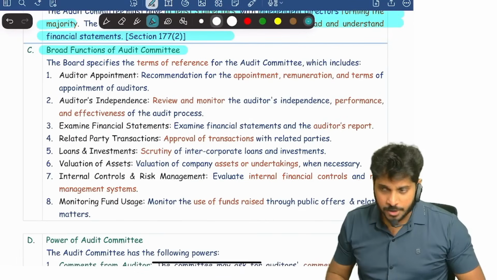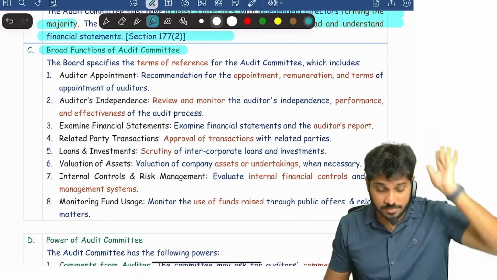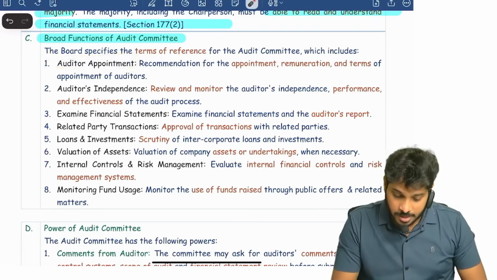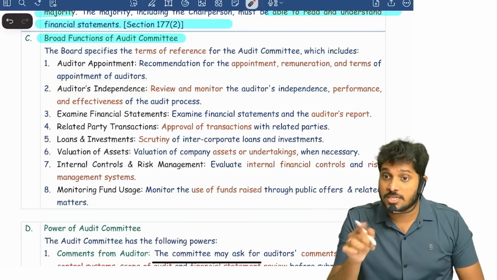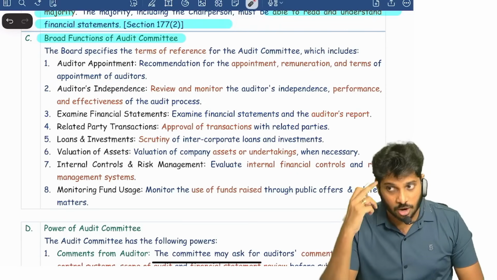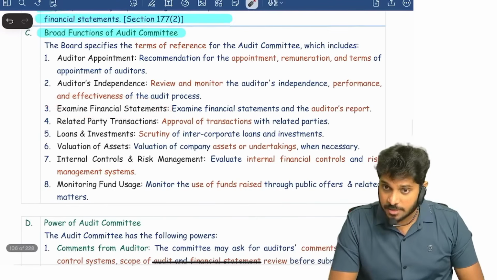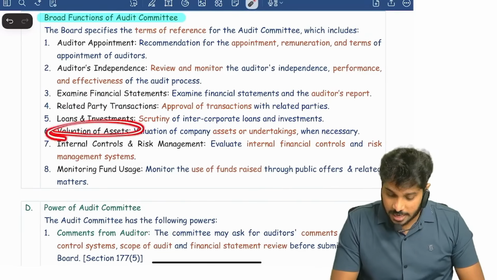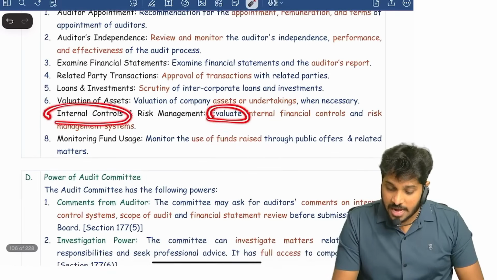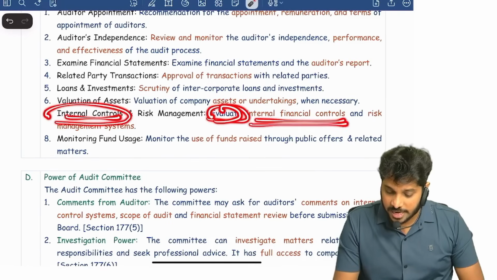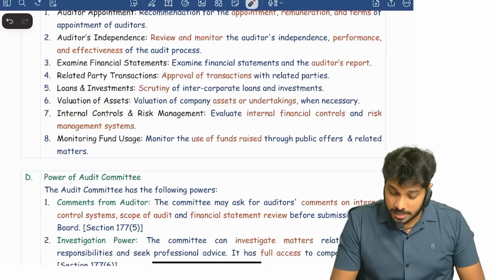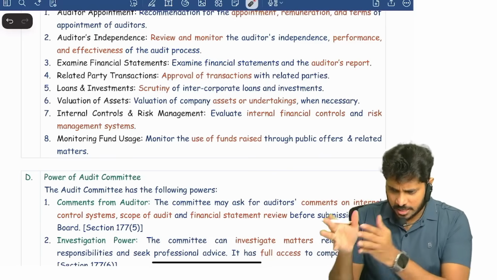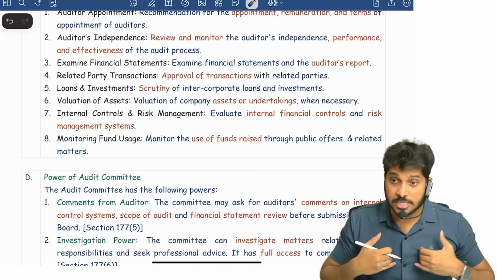What are the functions of audit committee? Many times this was asked: what is audit committee, to which companies it's applicable, what are the functions of audit committee? The functions are: they participate in auditor's appointment, they recommend, they review and monitor auditors' independence, whether the auditor is acting independently or not. They verify financial statements, related party transactions, loans and investments, and focus on valuation of assets. They review and evaluate internal controls, nothing but financial controls and risk management system. They monitor use of funds raised through public offer. Suppose the company raised some money from the public, whether the money raised is used for the same purpose or not, audit committee will monitor.